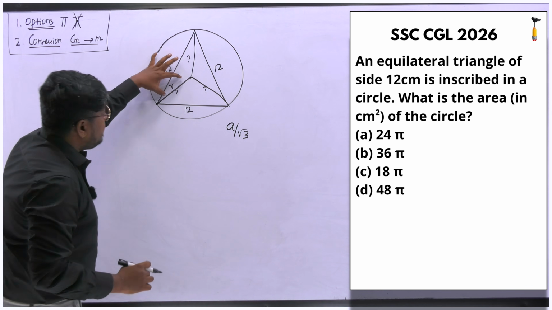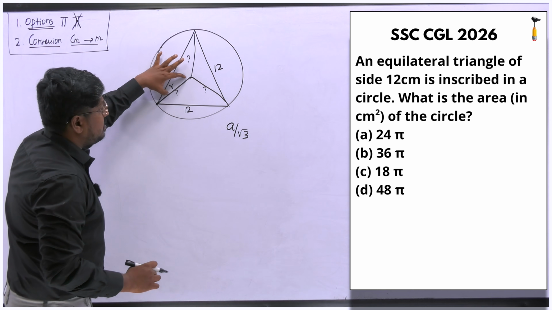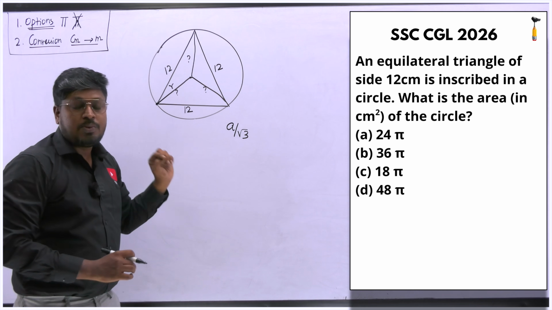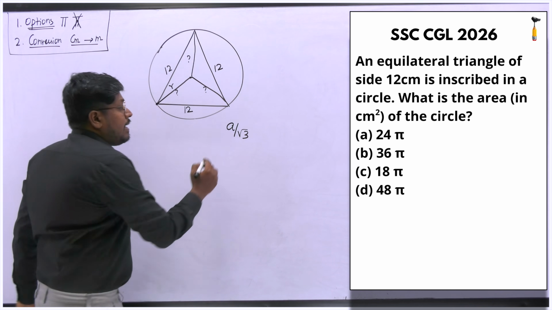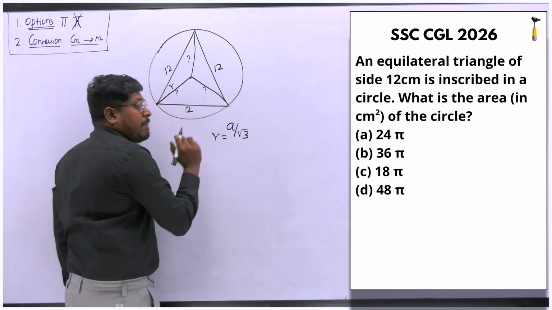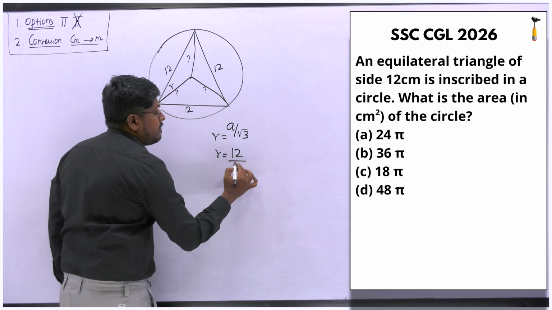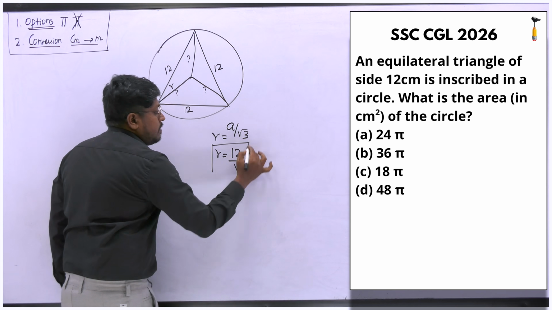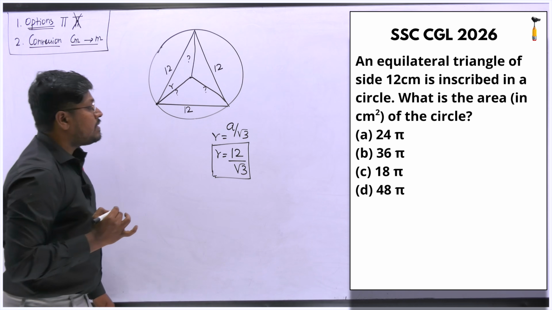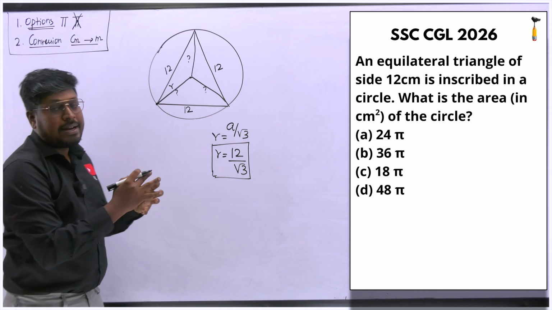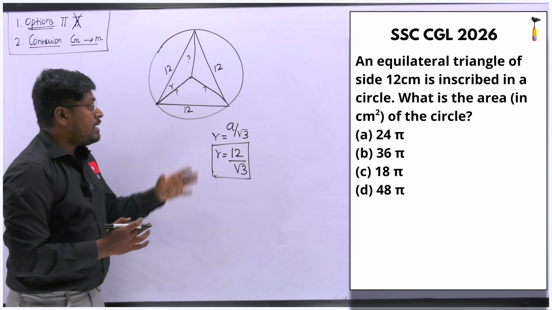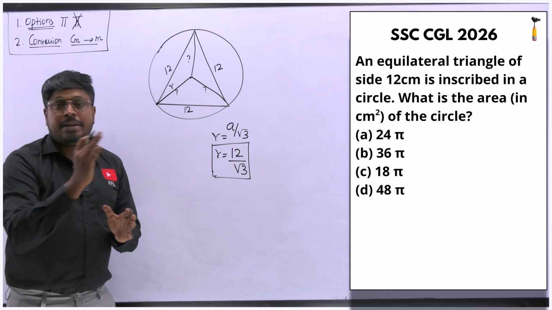Sorry friends. So this length will be equal to the radius of the circle. That's what they are using, the radius of the circle formula, a by root 3. So here a will be the side, which is 12. So 12 divided by root 3. So now we found the radius of the circle by using the equilateral triangle formula, that is a by root 3. The radius will be 12 by root 3.